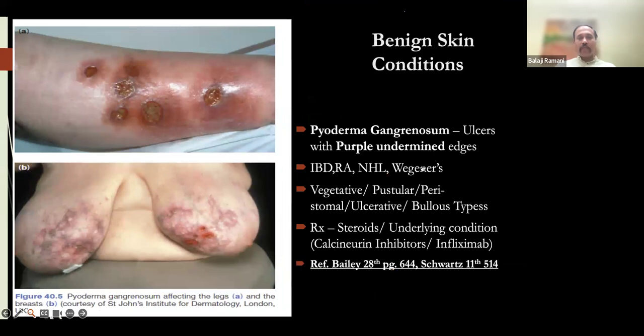This happens usually in inflammatory bowel disease, IBD, also as part of Wegener's or rheumatoid arthritis, rarely in NHL. All of these can be the various presentations of pyoderma gangrenosum, and treatment is management of the underlying condition. Infliximab and calcineurin inhibitors are used in treatment, and you treat the condition like this. It's again an image based question that can come up more than anything else.